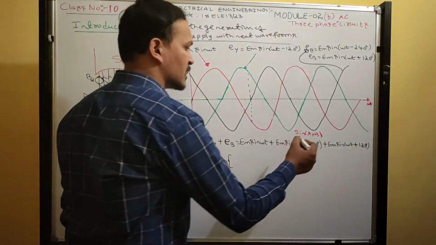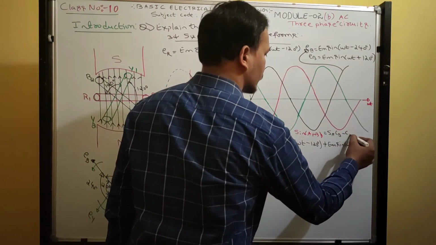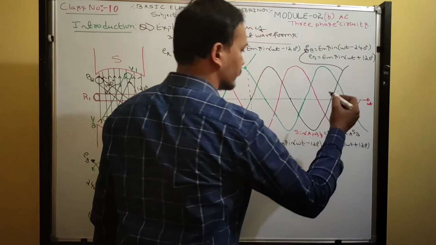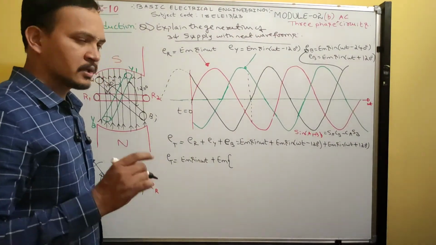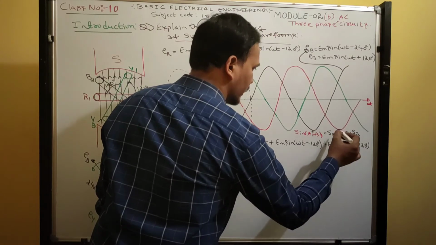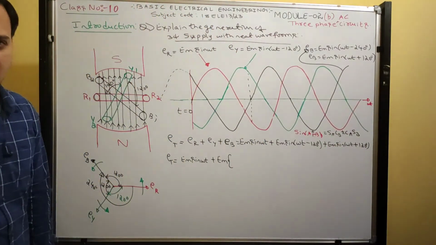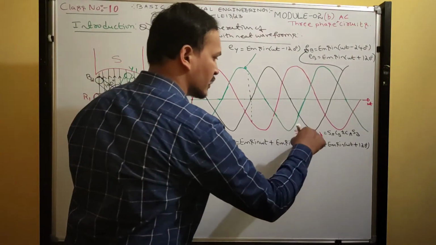What is the sin A minus B formula? Sin A minus B is sin A cos B minus cos A sin B. Suppose it is sin A plus B, then you should write sin A cos B plus cos A sin B. So I am applying those formulas here.